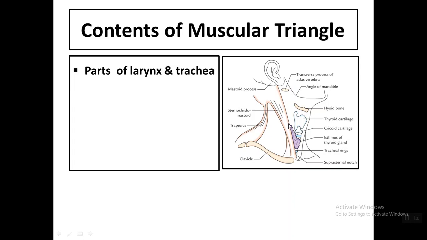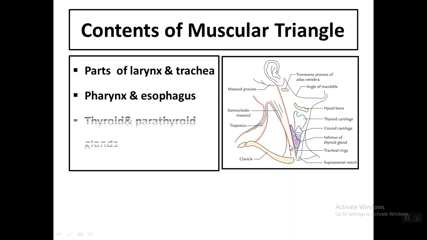What are the other contents? If we remove these muscles, we will find parts of the larynx and trachea. Behind them we will find the pharynx and esophagus and the thyroid gland, with the associated parathyroid glands. So these are the deep contents of the muscular triangle: parts of the larynx and the trachea, and behind them parts of the pharynx and esophagus, the thyroid and the parathyroid glands.